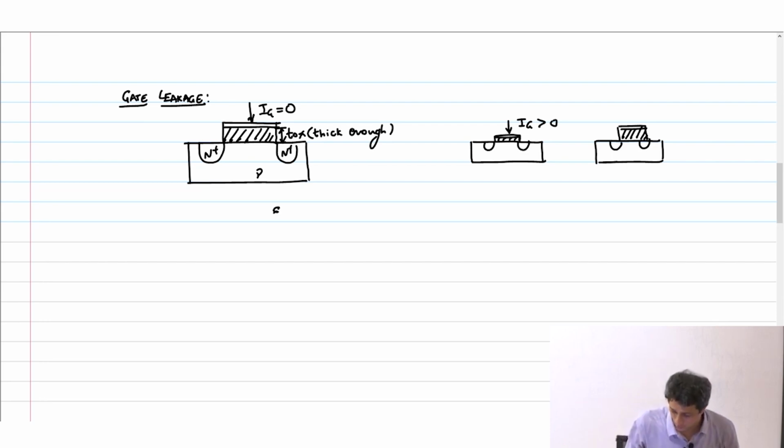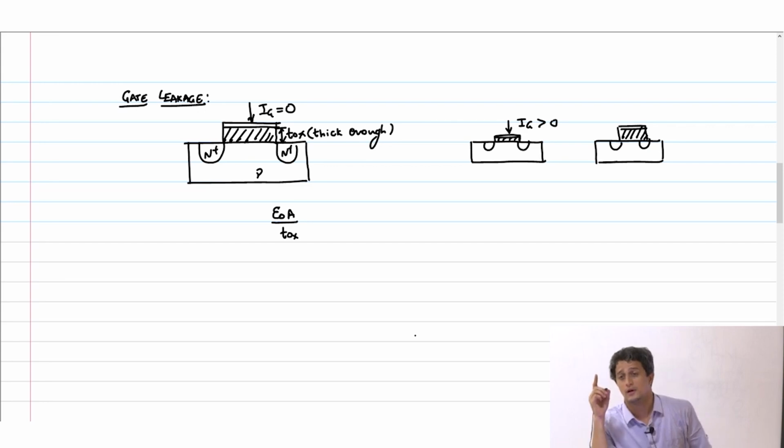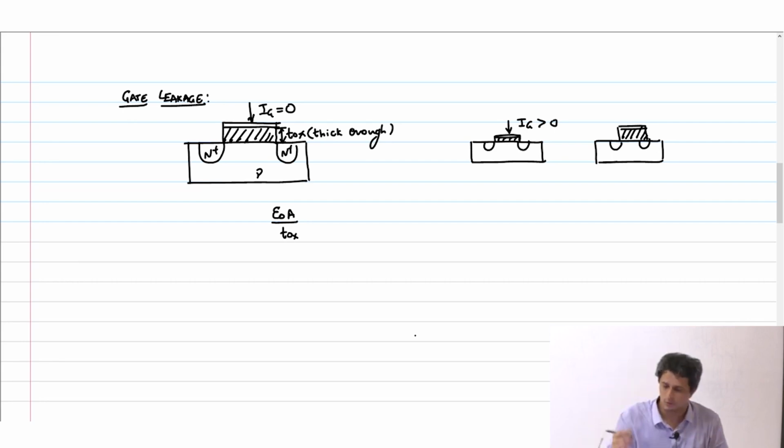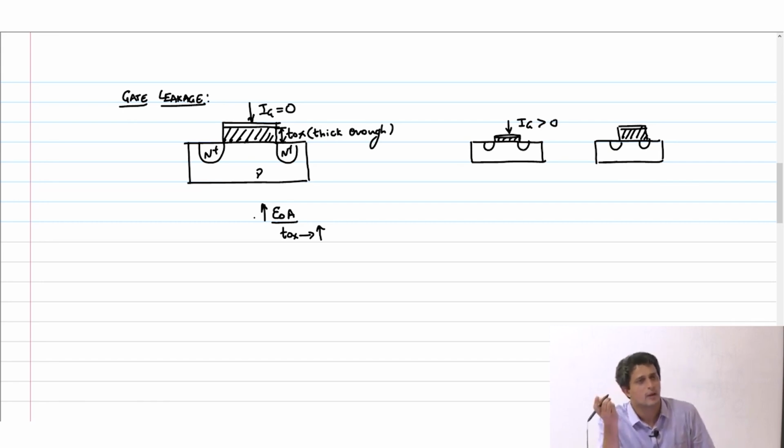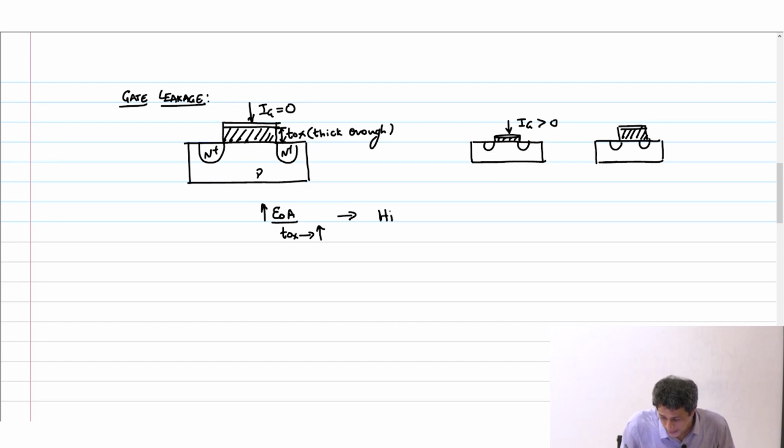Okay, what do you want to do? You want epsilon naught A by T ox, right, to remain the same after increasing the thickness. How do you achieve that? So what is the other parameter you have? If you increase your oxide thickness and you also increase epsilon by the same factor, then the capacitance would still remain the same, right? And that's why people started introducing high K dielectrics.